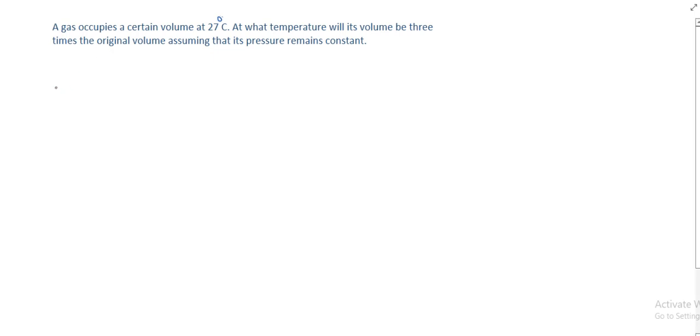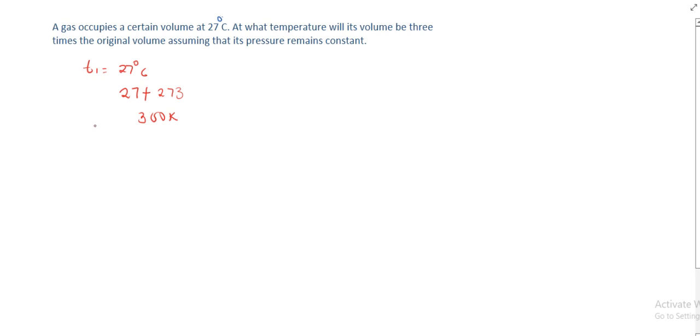We're told that the gas occupies a certain volume at 27 degrees Celsius. Our T1 is 27 degrees Celsius. And we always convert our temperature to Kelvin when solving for temperature. So to convert the temperature from Celsius to Kelvin, we add 273 to it. That's 27 plus 273. That gives us a total of 300 Kelvin.